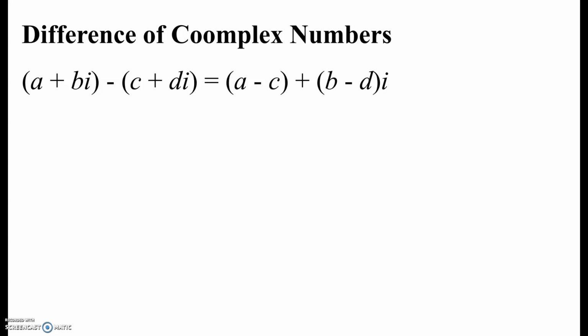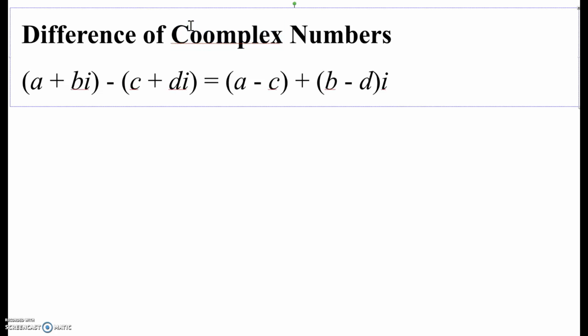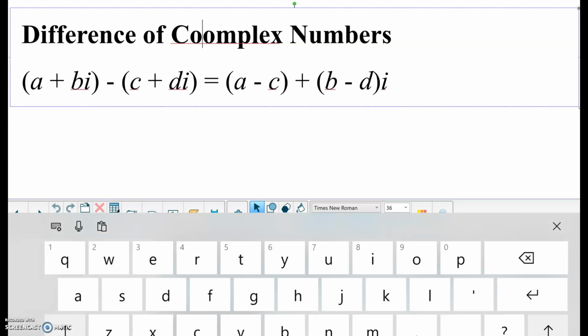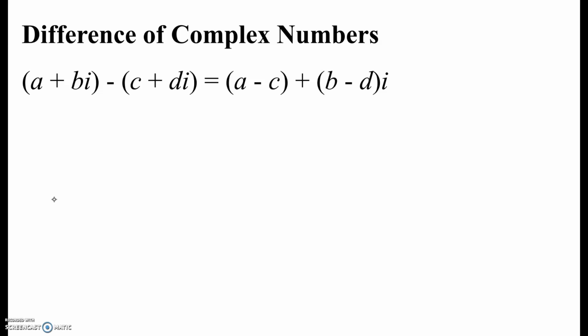We could also subtract complex numbers. So when we subtract complex numbers, if we have a plus bi minus c plus di, we subtract the real number parts, a minus c, and we subtract the imaginary parts, b minus d, all times i.